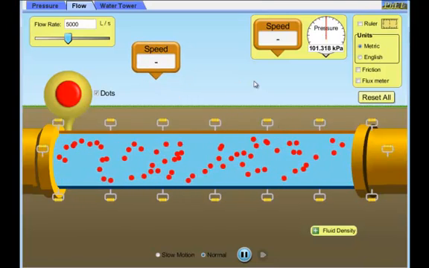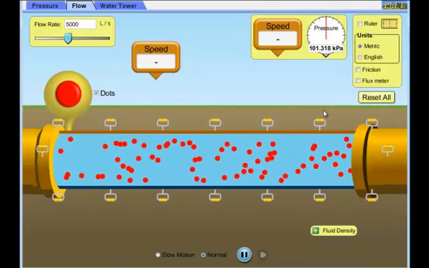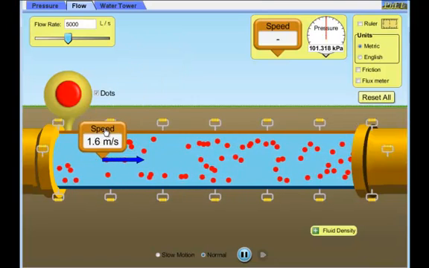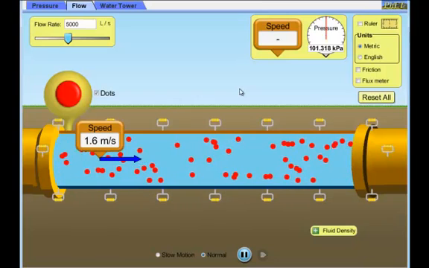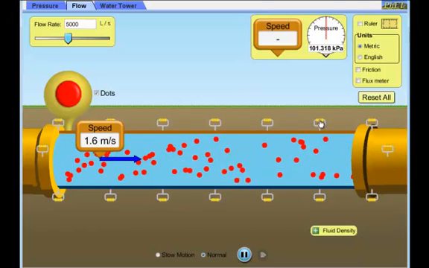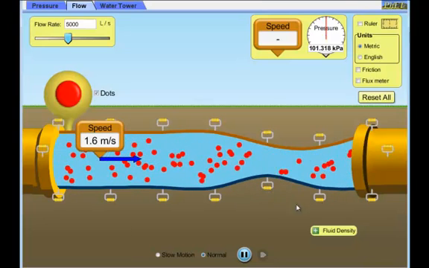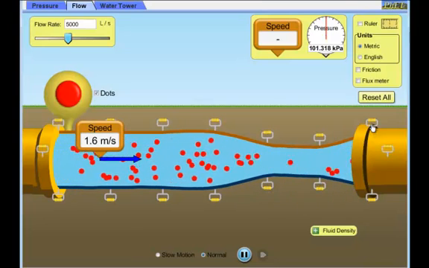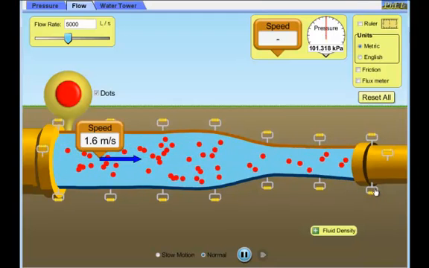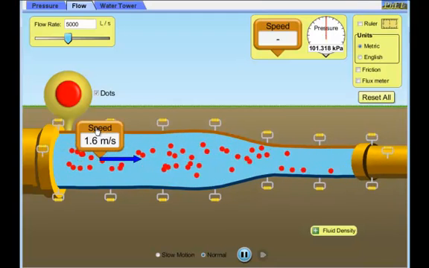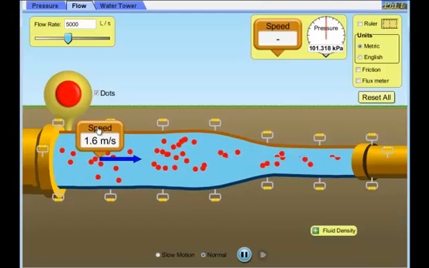So this is a pipe, so it must have a circular cross-sectional area. Again, the velocity on the far left there is 1.6 meters per second. I'm going to take the pipe and change its cross-sectional area over on the far right-hand side here. And let's look to see what happens to the volume flow rate.